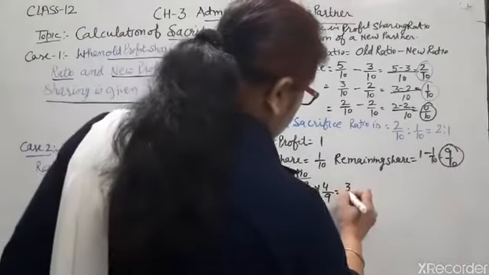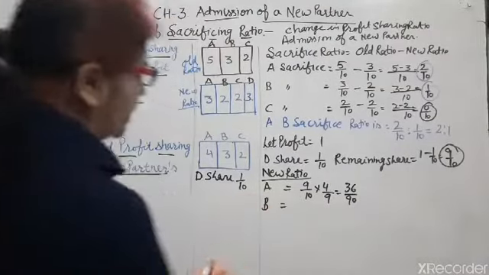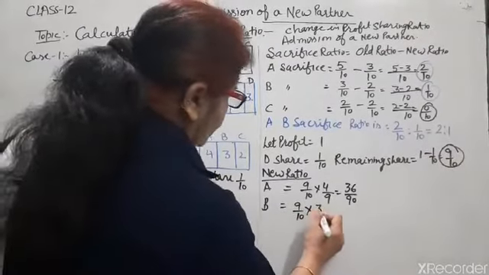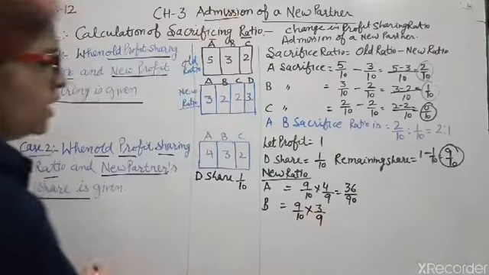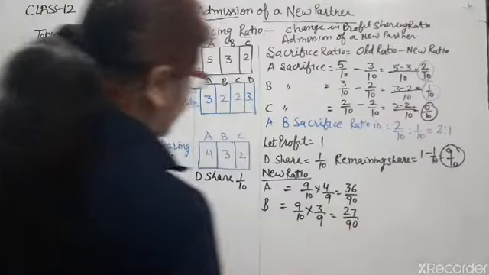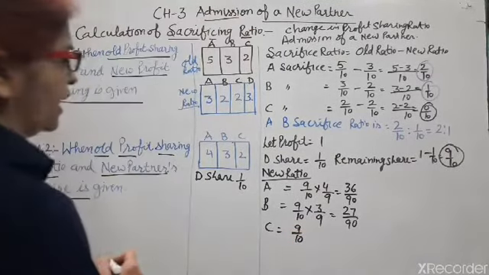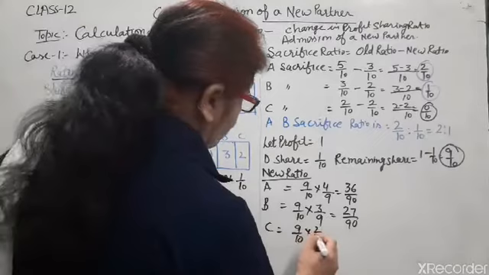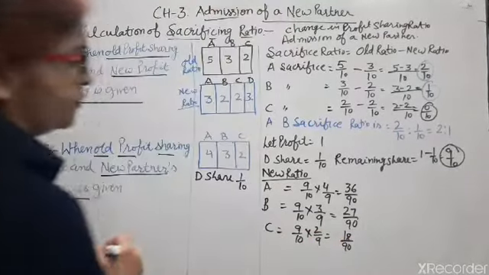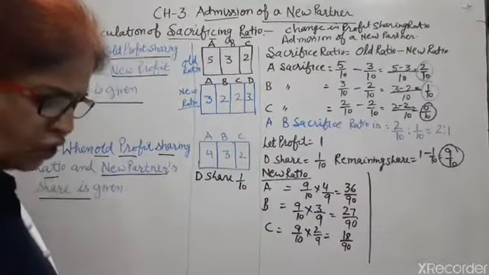That means 36 by 90. And B's new ratio: of the remaining part 9 by 10, he will get 3 by 9 of 9 by 10. That means 27 by 90. And C's new share: of the remaining part 9 by 10, he will get 2 by 9 share. That means 18 by 90. And in this question, we have to find the sacrifice ratio.